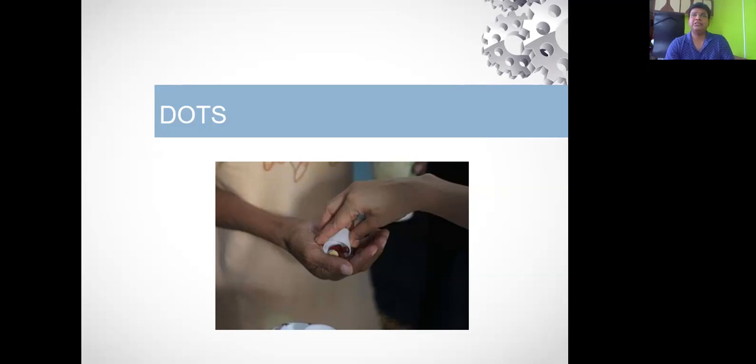So to prevent these relapses or to prevent the default and all those things, this particular DOTS has been introduced by the governmental authorities. So what is this DOTS?